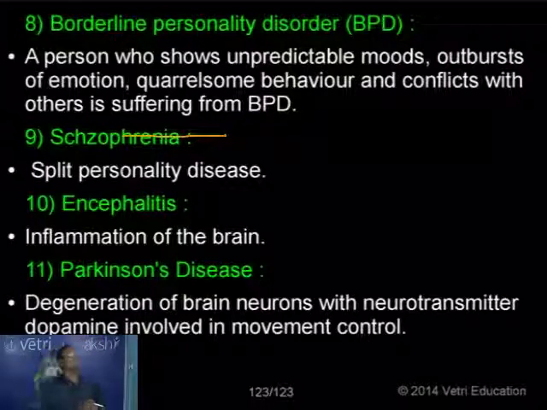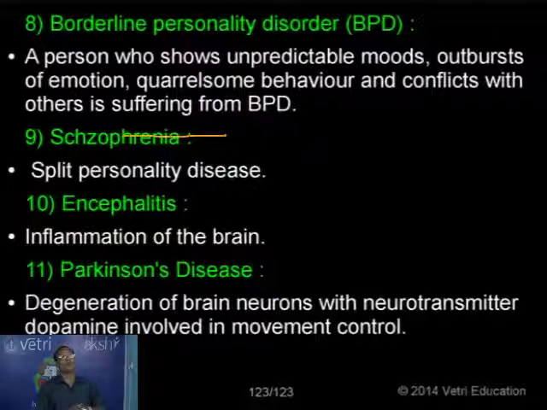Now, borderline personality disorder, simply called BPD. Some persons have unpredictable mood, outbursts of emotions, and always conflicts with others. They have developed the disorder called borderline personality disorder.